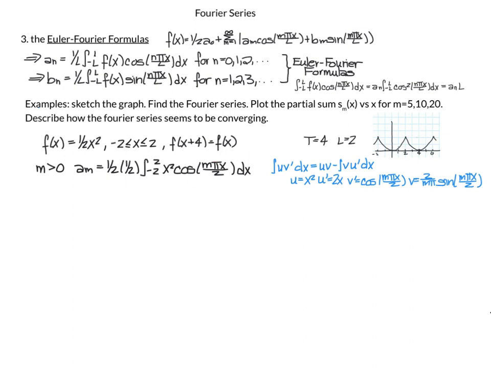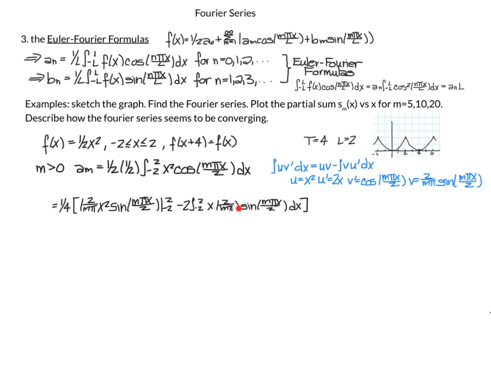It doesn't really simplify when you take the derivative. So that's why I chose the cosine as my v prime, and then my v is 2 over m pi sine of m pi x over 2. Using my formula for integration by parts, then my integral is equal to u times v, which is x squared times my 2 over m pi sine of m pi x over 2. So comparing that over here, I have my 1/4, that's just this 1/2 times 1/2. And then my u times v, I have my 2 over m pi, I have my x squared u, and then my sine of m pi x over 2. And I need to evaluate that between -2 and 2.